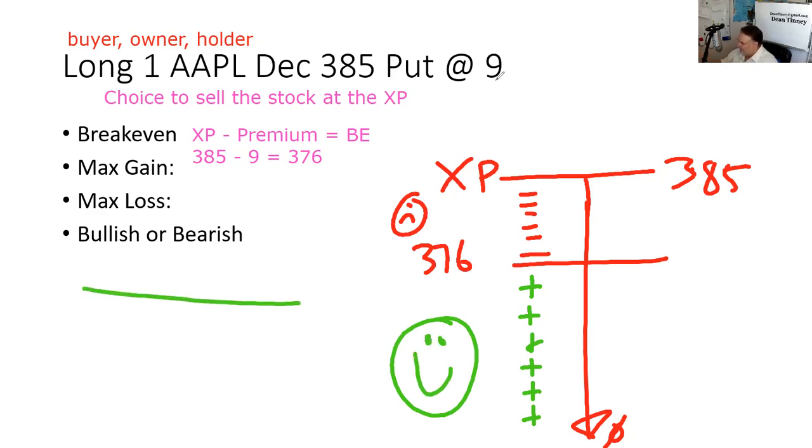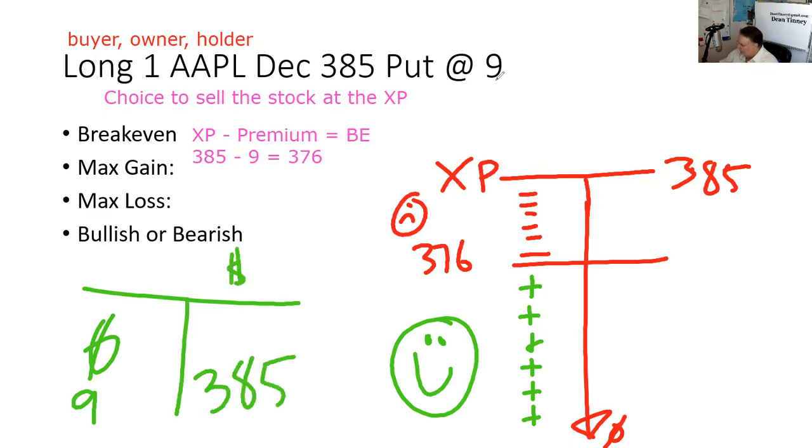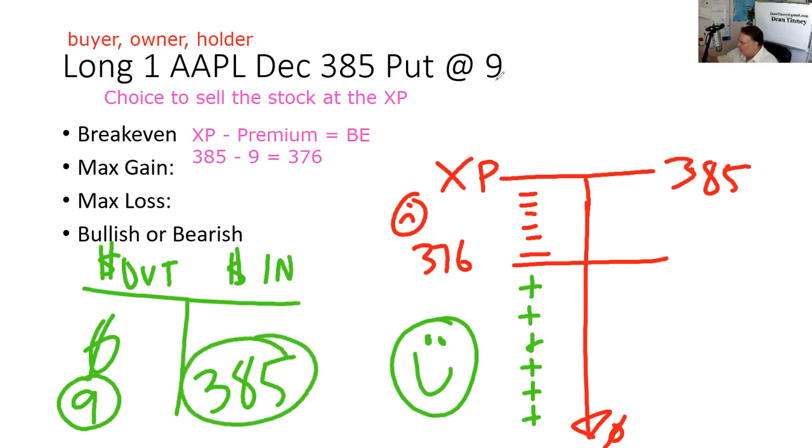So the best case here is I'm going to buy the Apple at 0. I paid 9 points to get going. I'm going to stick it to somebody at 385. And they say, Dean, you're making me pay 385 for stock that is worthless. I say, yes. I can't tell you how many times people have said to me, Dean, I don't get it. I buy it to sell it. Those are different ends. When you buy a put contract, dollars out, 9 points out, you have a choice to sell the stock, dollars in.